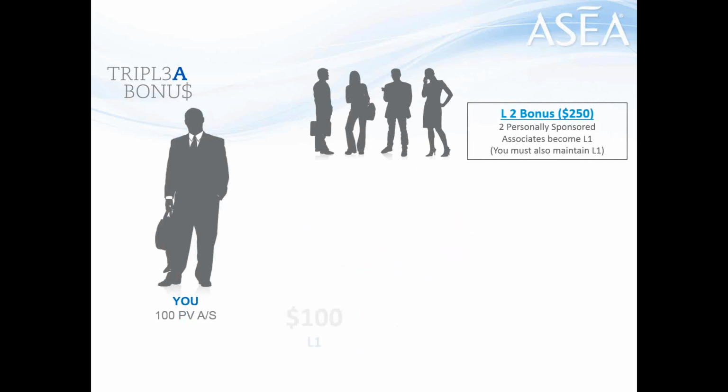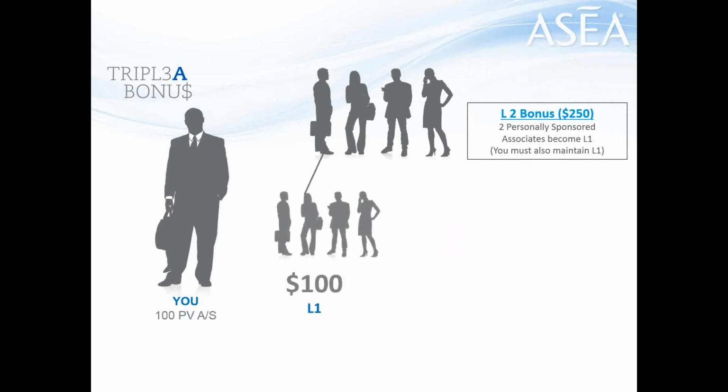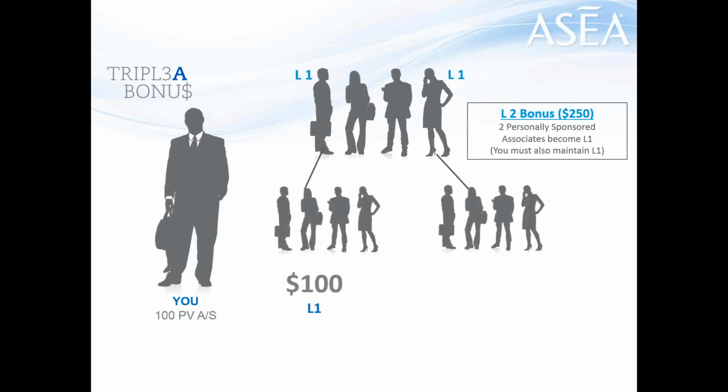So L2 bonus is when you help 2 of your 4 personal enrollments do exactly what you just did, become L1 qualified. When that happens, every month you're going to get an additional $250 a month. So they're getting the 100 and you're getting an additional $250. So now that's a total of $350. So if you add the other commissions from the other parts of the plan, you're now probably at least about $500 a month in passive monthly residual income.